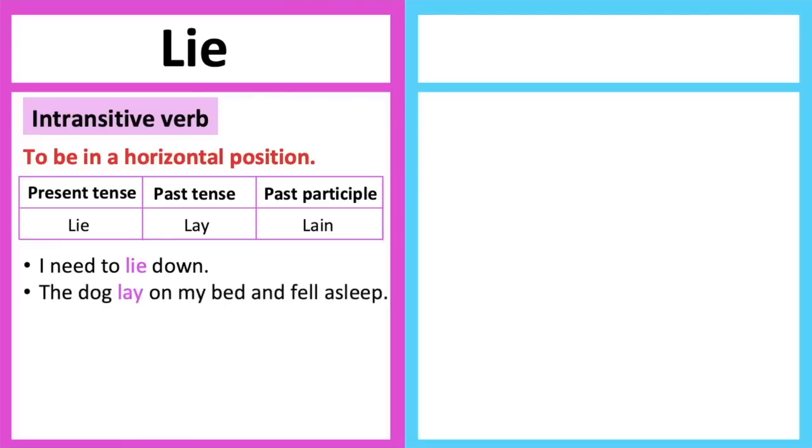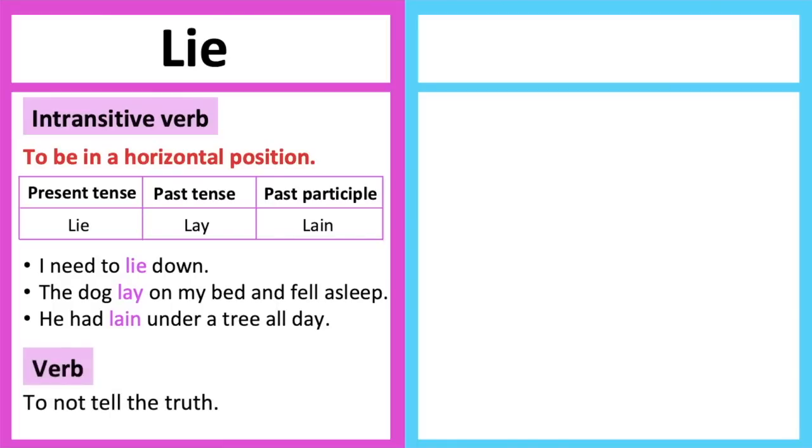The dog lay on my bed and fell asleep. He had lain under a tree all day. Another meaning of lie is to not tell the truth. This is also a verb.